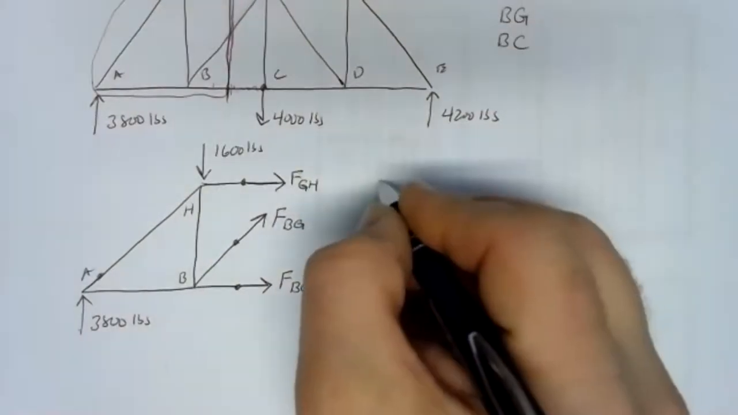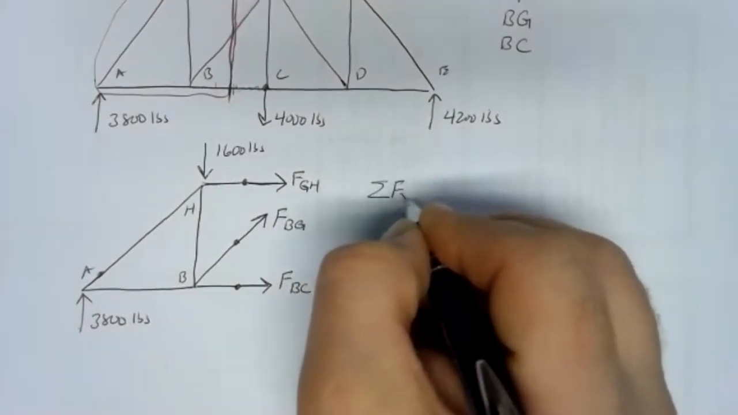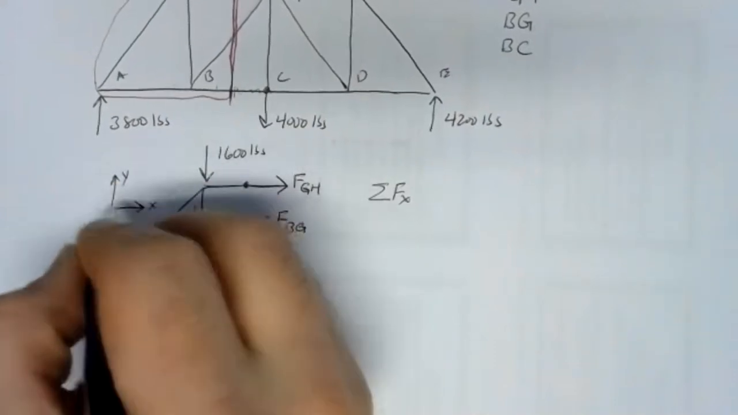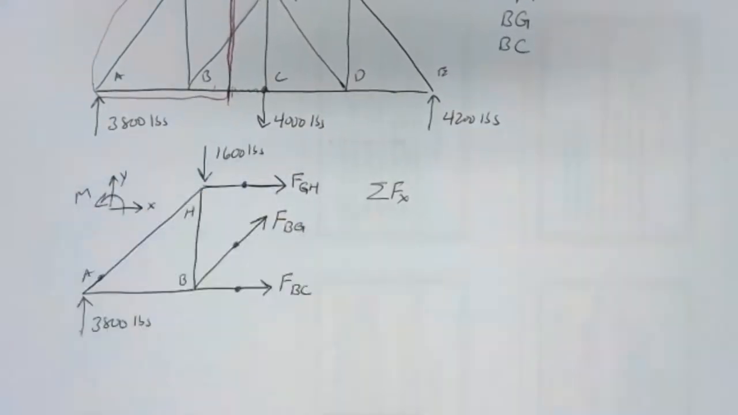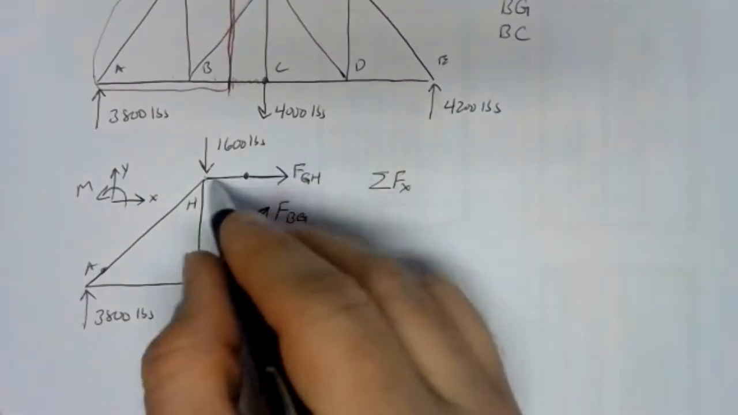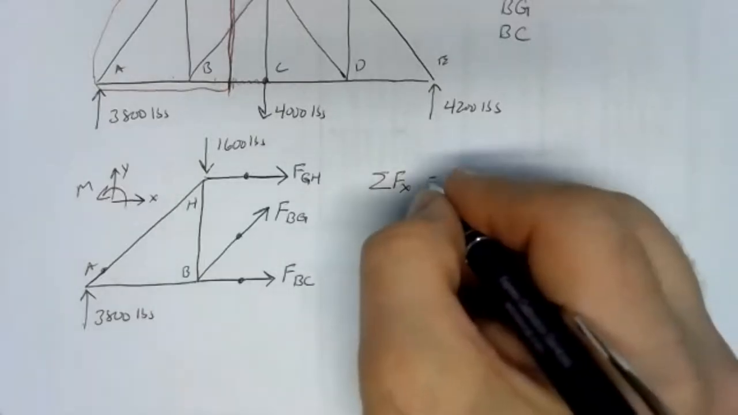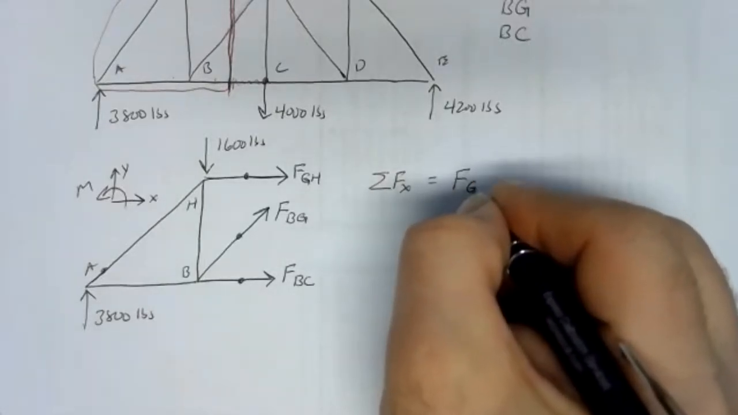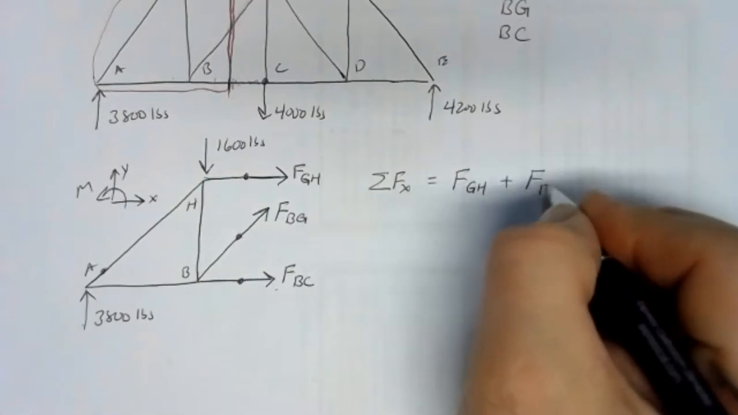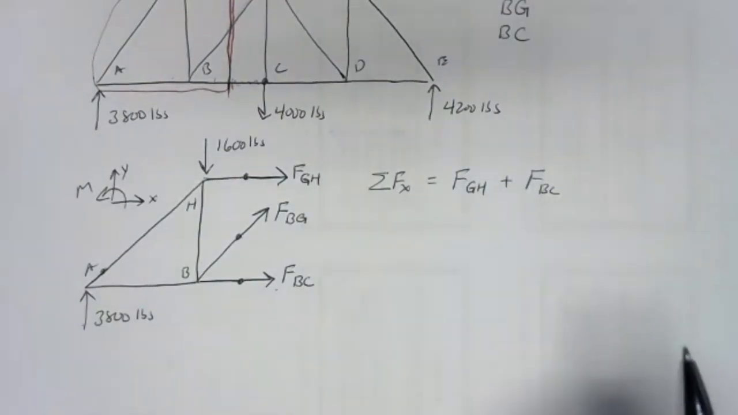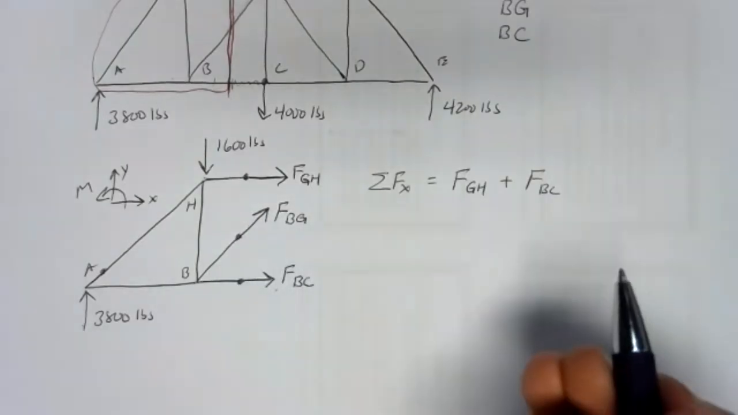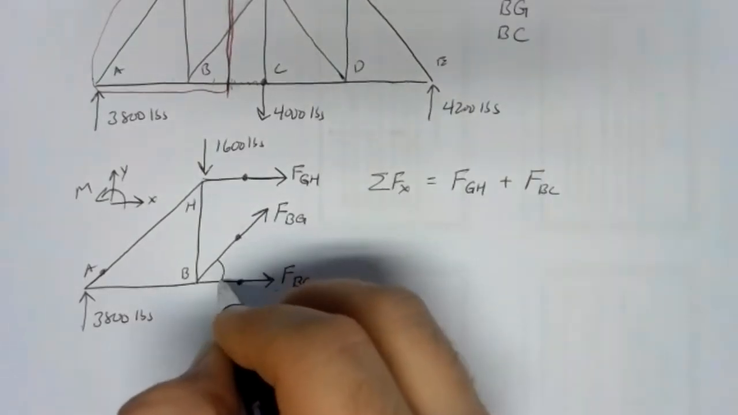Sum of forces in the x direction. Well, first let's define our directions. X is to the right, y positive is up, and counterclockwise moments are positive. If we take our sum of forces in the x direction, we've got all of FGH to the right. We've got all of FBC also to the right, so it's positive. Then we're going to catch a piece of FBG. In order to figure out what piece, I need this angle.